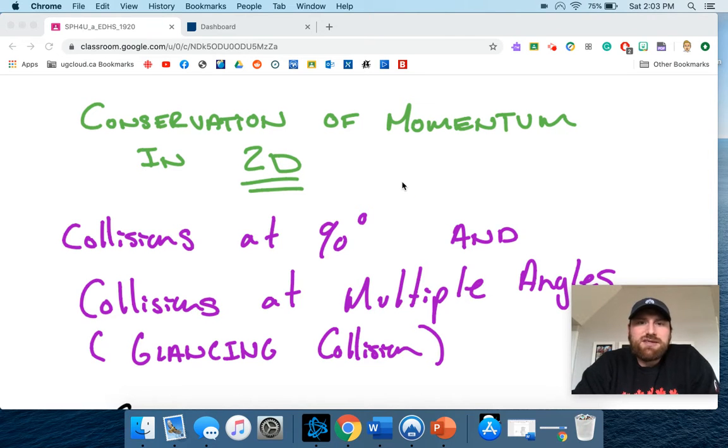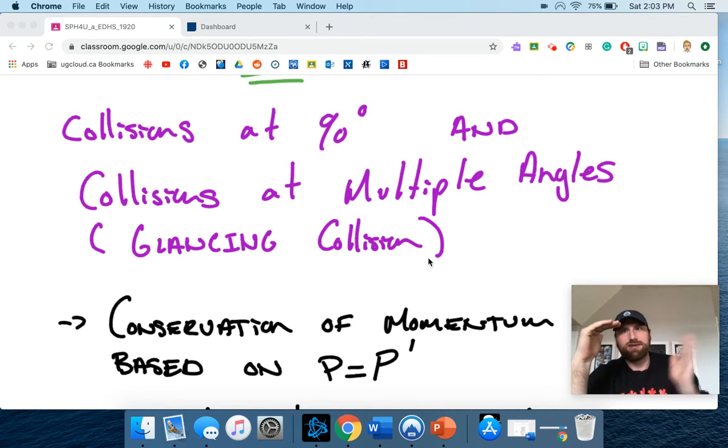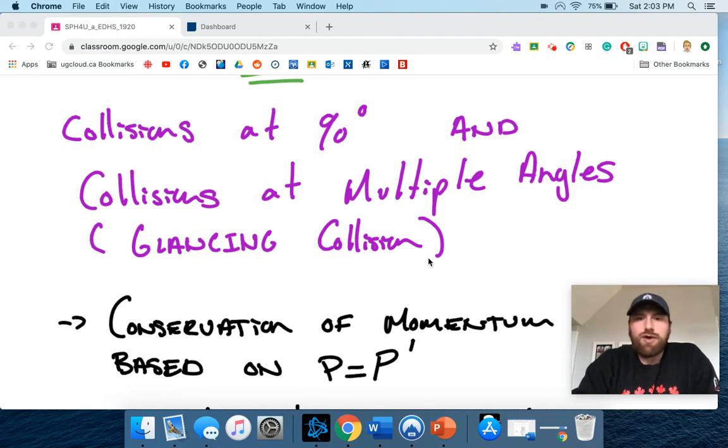So conservation of momentum in two dimensions. So collisions at 90 degrees and collisions at multiple angles, which are glancing collisions. So we're going to start out with a collision at 90 degrees, which just means that an object is going east and another south or north, and then they hit, kind of like a T-bone crash, right? So if you're going along one road, someone blows a stop sign and you hit. And then we're going to deal with glancing collisions, where you're coming at an angle and then you bounce off at an angle.